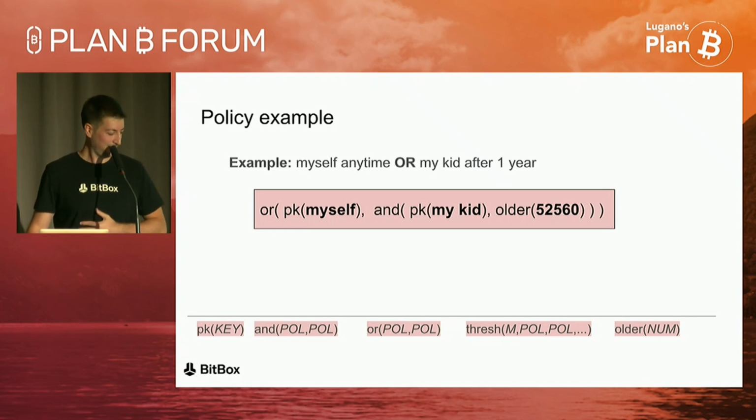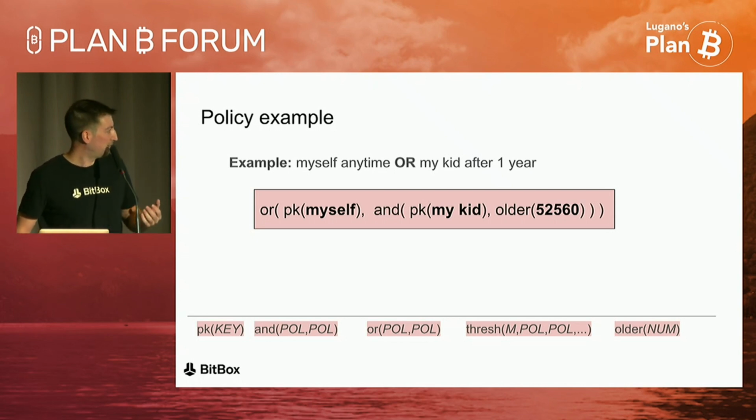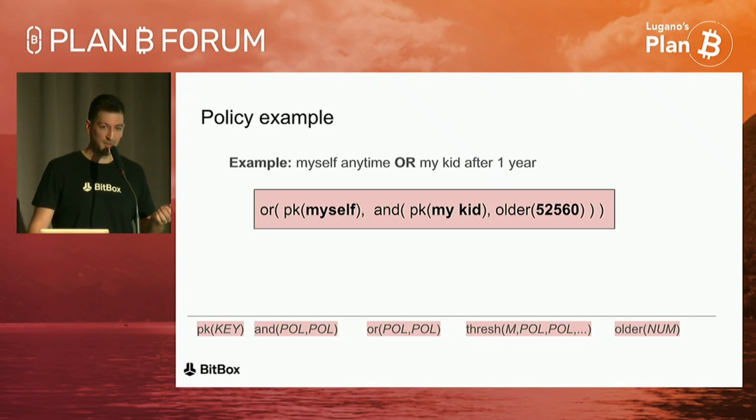Inheritance. So I can spend at any time, or my kids can spend after I've been inactive for a year, would be like either myself, or, and then 2 conditions have to be true for the other case. My kid can spend it, but also the coin has to be older than a year. So the number here, 52,000 something, is 1 year expressed in a number of Bitcoin blocks, and 1 block arrives every 10 minutes, so you can easily convert actual time to block numbers.